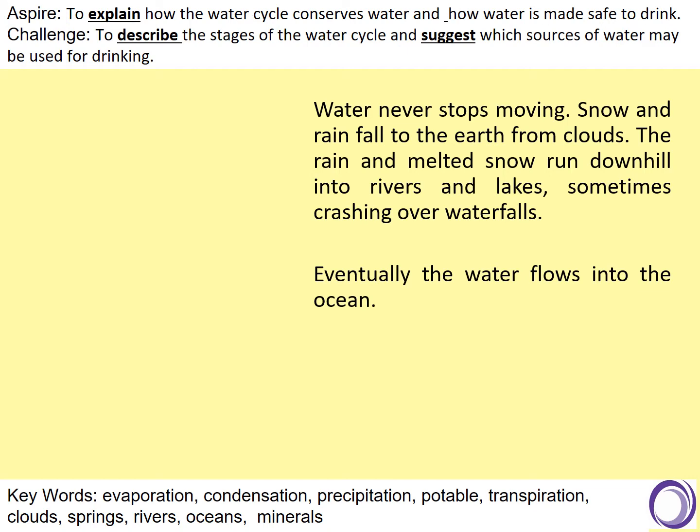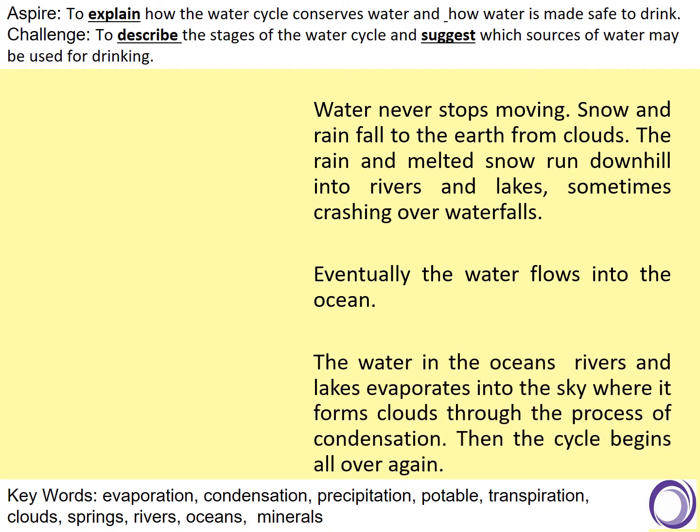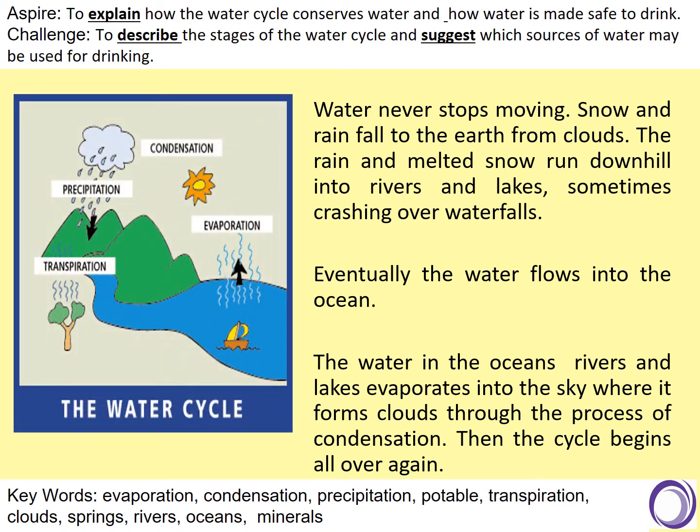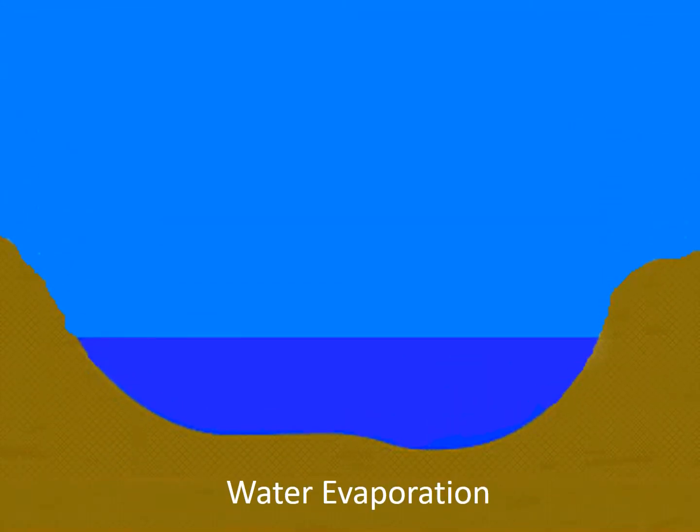So I've done that in stages, but the water never stops moving. Snow and rain fall to the earth from clouds. The rain and melted snow run down into rivers and lakes, sometimes crashing over waterfalls, and that water eventually flows into the oceans. And then the whole process starts again with evaporation from those oceans, rivers and lakes forming clouds through the process of condensation, and the water cycle continues. And this is why we call it a cycle, because it's a continuous process that is happening all the time on our planet.